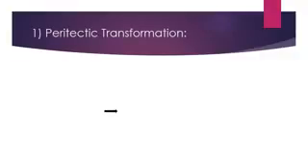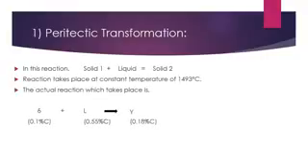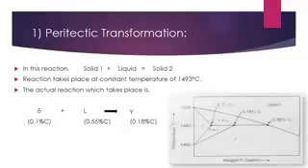So the first reaction or transformation is the peritectic transformation. In this reaction, solid 1 with liquid transforms to solid 2. The reaction takes place at a constant temperature of 1493 degrees Celsius. The actual reaction is delta ferrite plus liquid changes to austenite. Delta ferrite has 0.1% carbon, liquid has 0.55% carbon, and the austenite phase has 0.18% carbon.